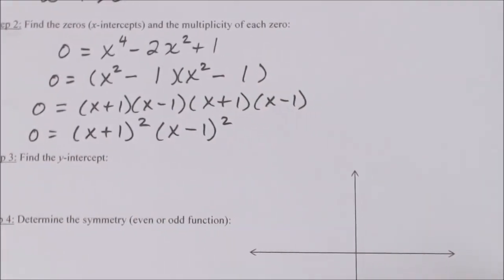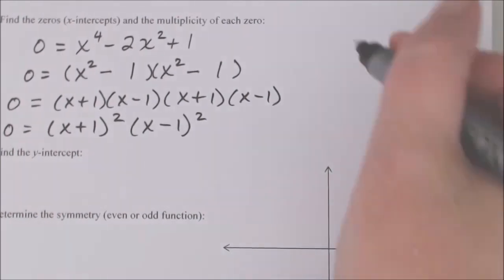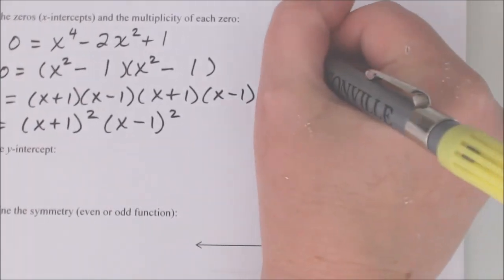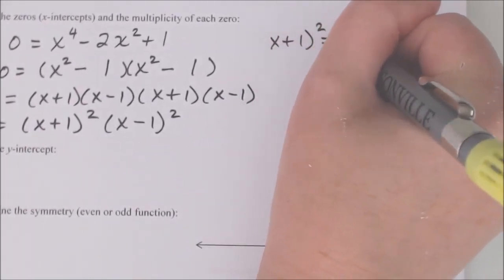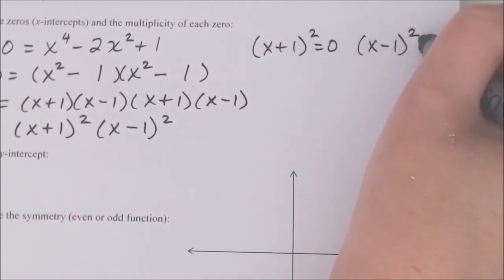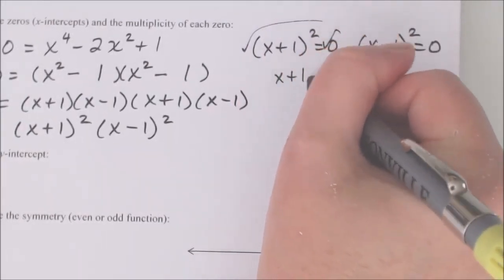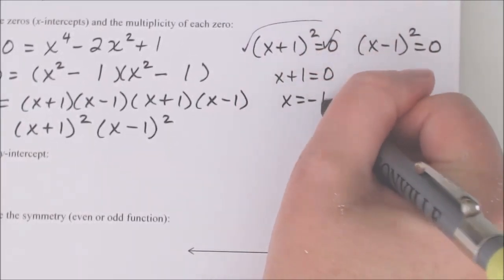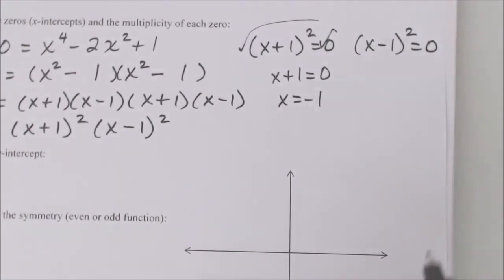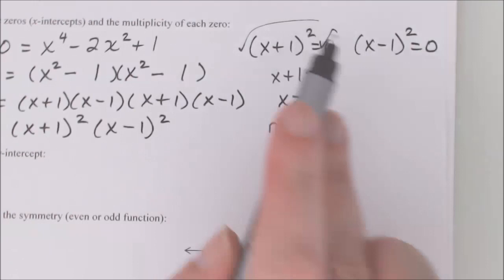Now to actually get the zeros, we have to use the zero product property to set each of those equal to 0. So let me come over here and do that. We've got x plus 1 squared equals 0. We've got x minus 1 squared equals 0. Square root both sides here. We get x plus 1 equals 0 or x equals negative 1. What's the multiplicity for that? And that's 2 because of the squared factor.